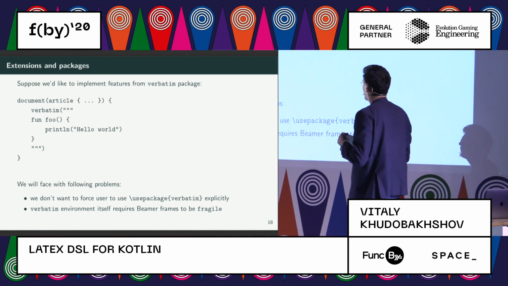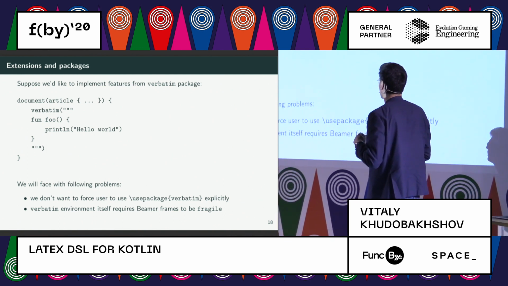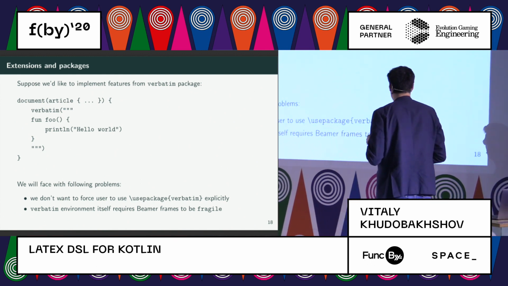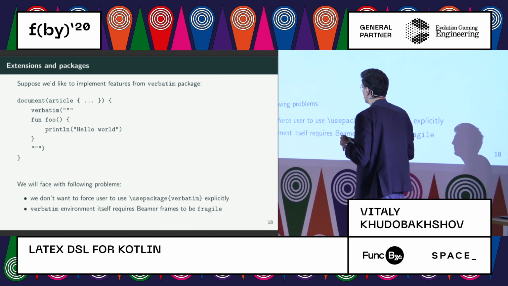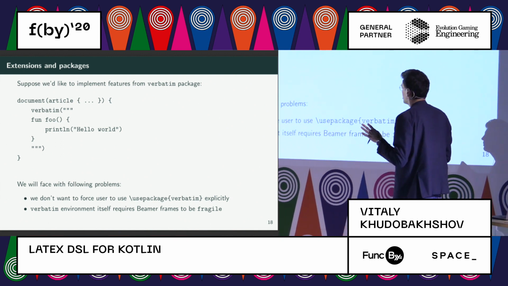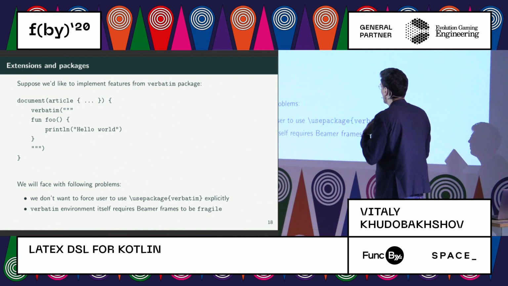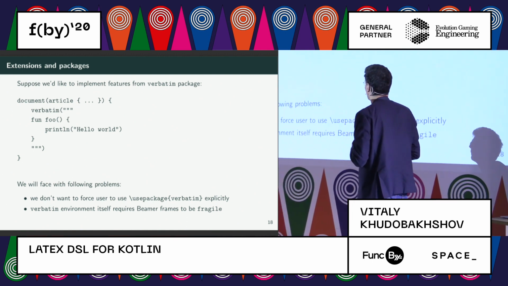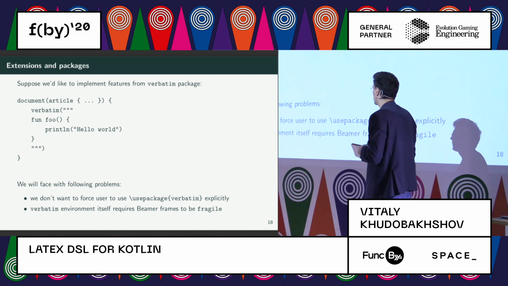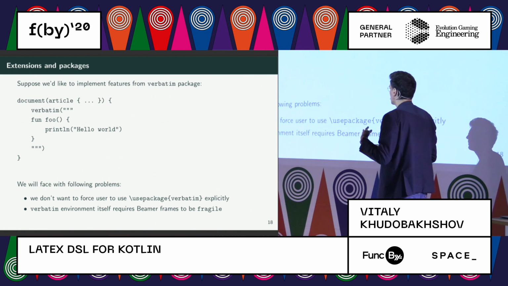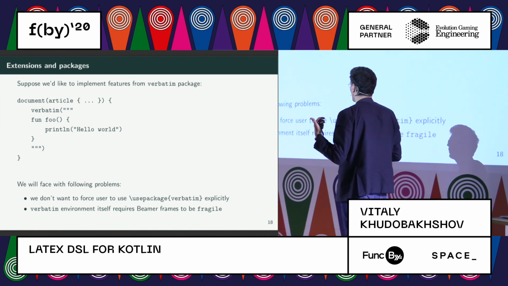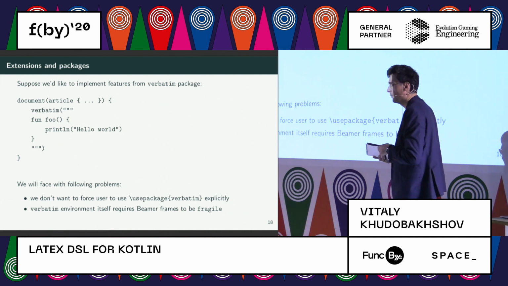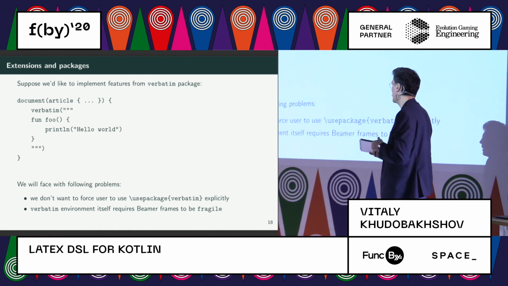Extensions and packages, it's a very interesting thing that I'd like to talk about because it allows us to understand how to access the preamble from any point of the document. For example, suppose I'd like to implement some features from any particular package, like verbatim, in this way. So I'd like to have the ability to print program code in my beamer presentation. We will face the following problems. We don't want to force the user to import the package twice.